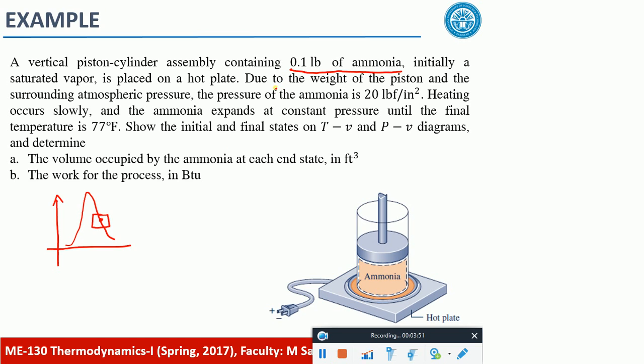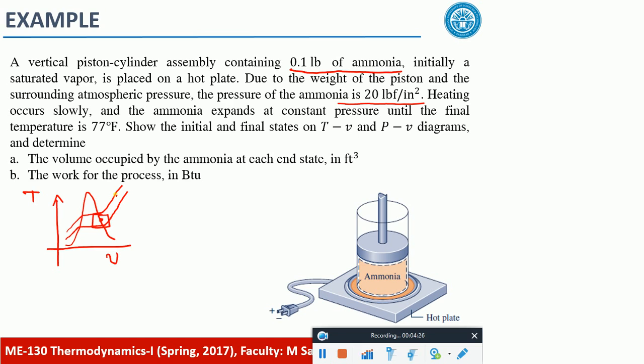Then due to the weight of the piston and the surrounding atmospheric pressure, the pressure of the ammonia is 20 pound-force per square inch. So pressure is also given. Heating occurs slowly and the ammonia expands at constant pressure. Now just think of those lines which are known as isobars. You remember, on this PVT surface, these are the isobars, just like this one.